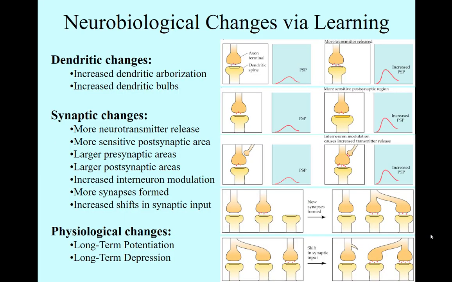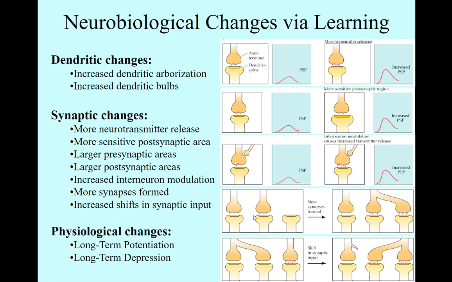Okay, so when LTP induction occurs, the magnesium block is blown out, calcium comes rushing in, and an enzymatic cascade is initiated. CREB is stimulated, and CREB goes and turns genes on. Well, genes make proteins, and those proteins are the changes that occur at the axon terminals and the dendrites that you're seeing in this slide.